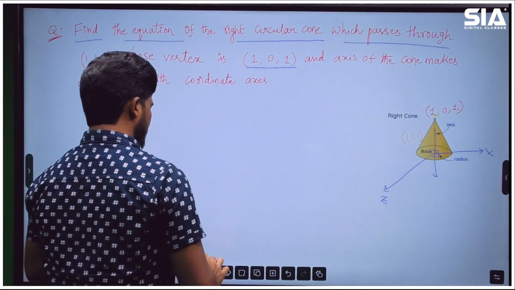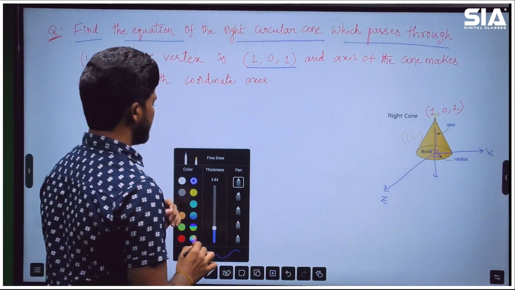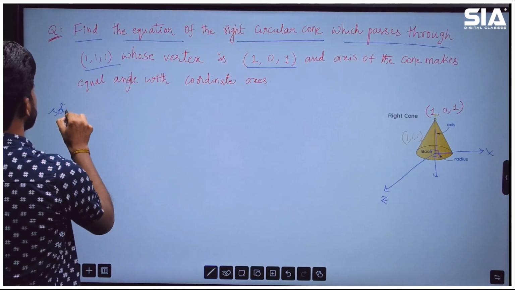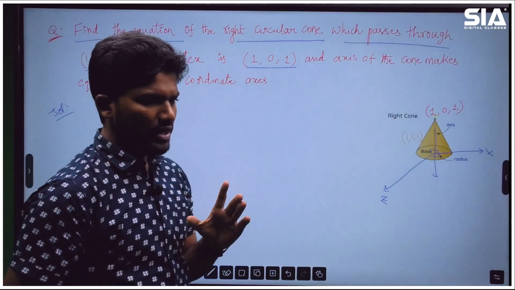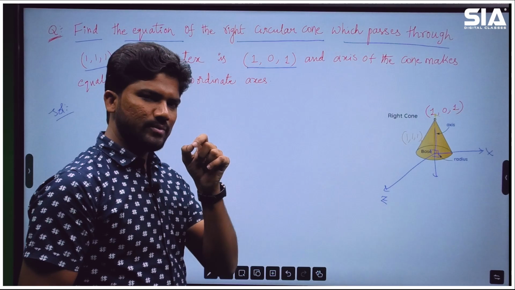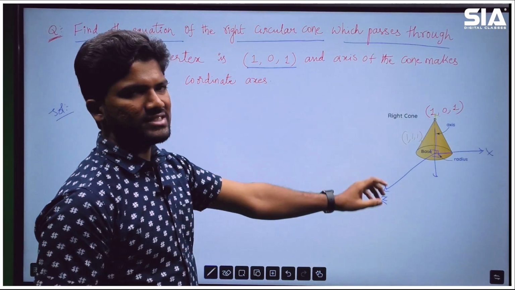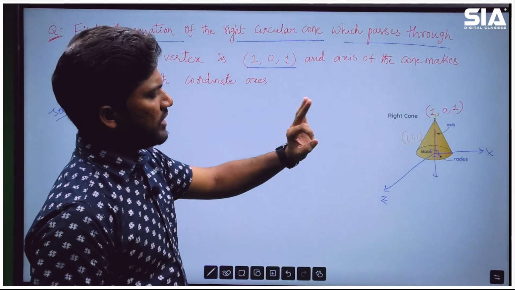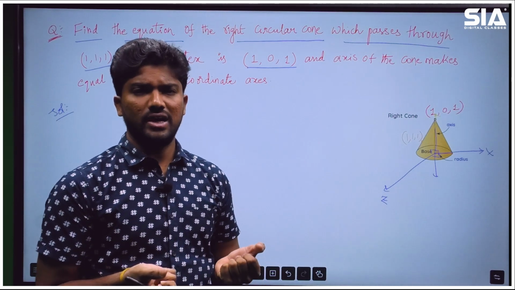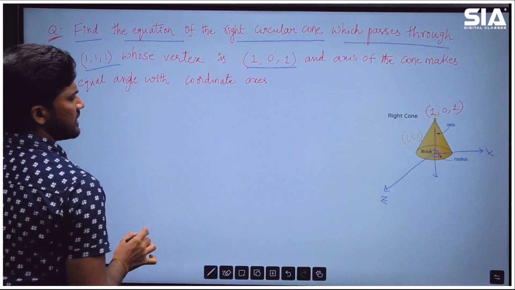With the help of this given data, we have to find the equation of the right circular cone. Observe carefully, this is a very important problem in this method, because here we don't have the semi-vertical angle. In the previous two problems, we had the semi-vertical angle of 30, 60 or 45 degrees, but here we don't. So whenever we don't know the semi-vertical angle, how can we find the cos theta value? From the direction ratios only we have to find cos theta.